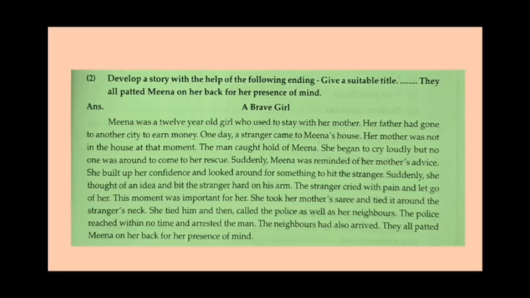So children, in this way, you need to use the ending, or if you are given the starting line, to make or narrate your story. And your story should have proper characters. Your plot should be proper. You need to think of a good theme as well. So this is the way how you write story writing.